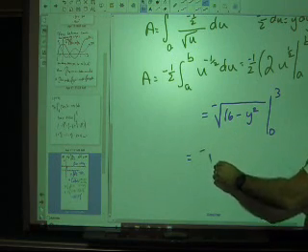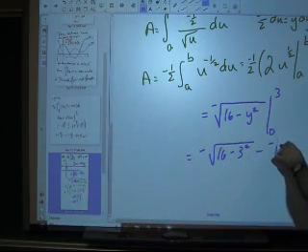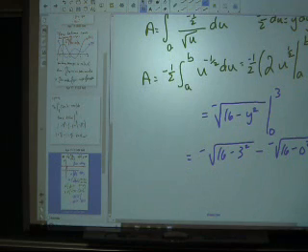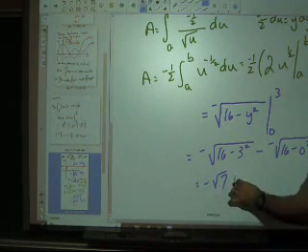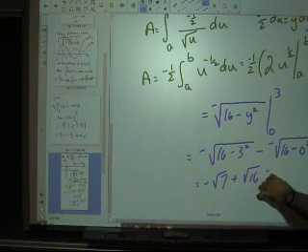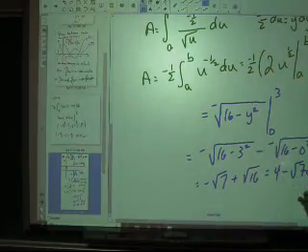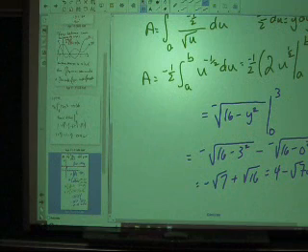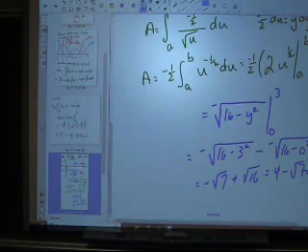So now we get negative the square root of 16 minus 3 squared minus the negative of the square root of 16 minus 0 squared. So this one is negative square root of 7 plus the square root of 16, which is 4 minus the square root of 7 units squared. Or whatever the decimal approximation of 4 minus the square root of 7 is. And that's units squared. Any questions about that?